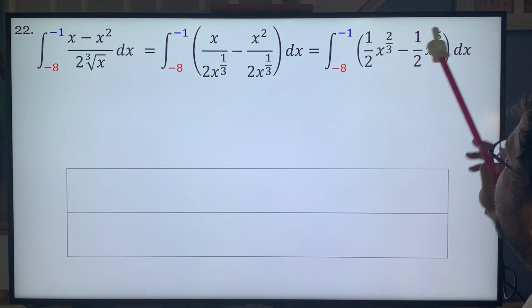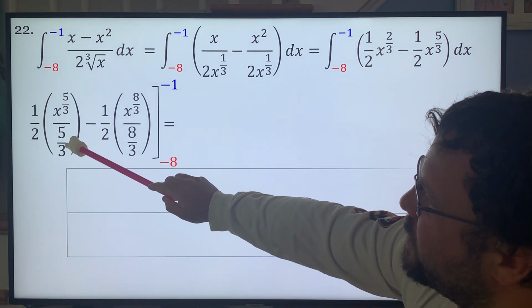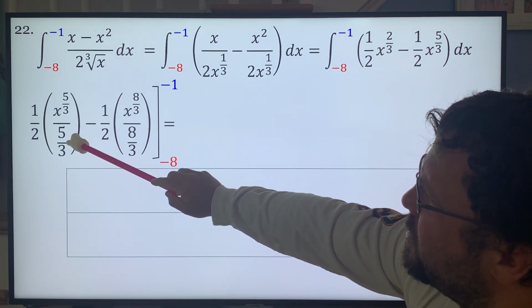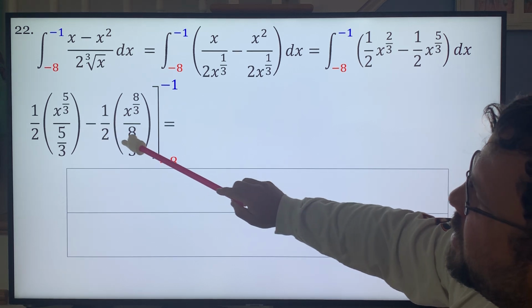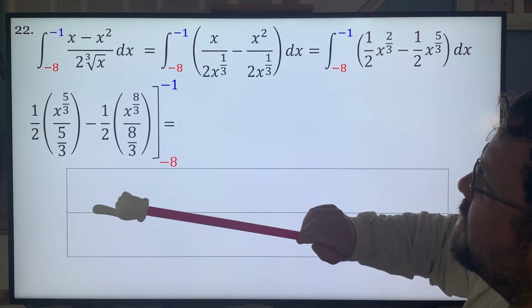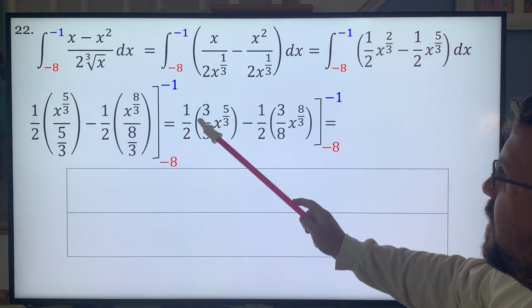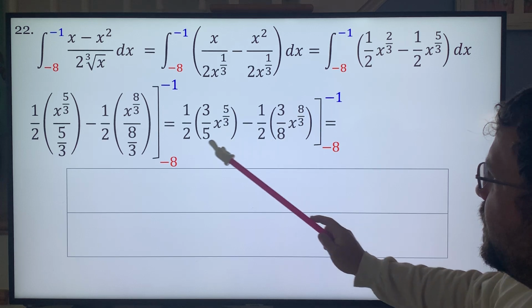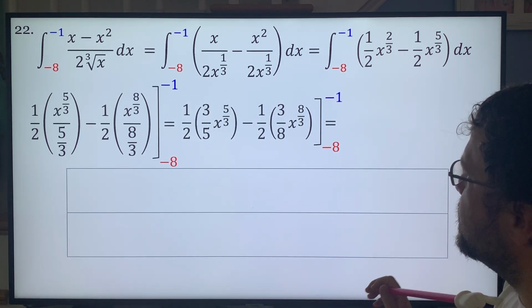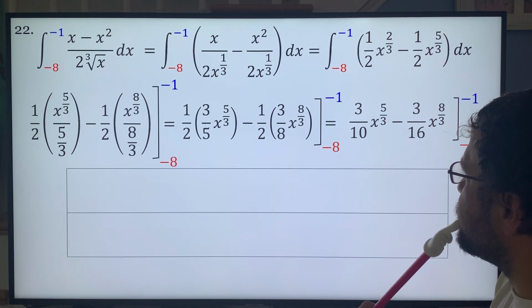5/3, 8/3. 1/2 times 3 over 5 is 3 over 10. 1/2 times 3 over 8 is 3 over 16. Oh, look at that, I didn't even have to do it in my head. All right, so you reciprocate, you multiply denominators, multiply numerators. 3/10 and -3 over 16.